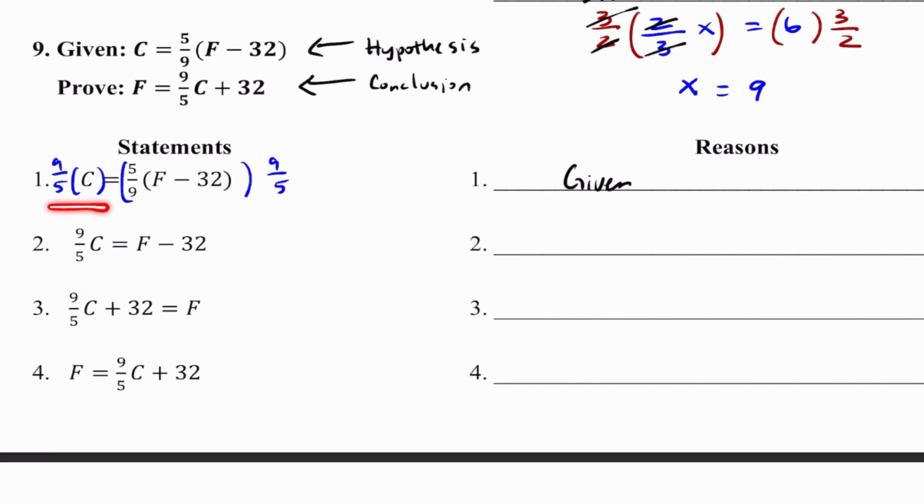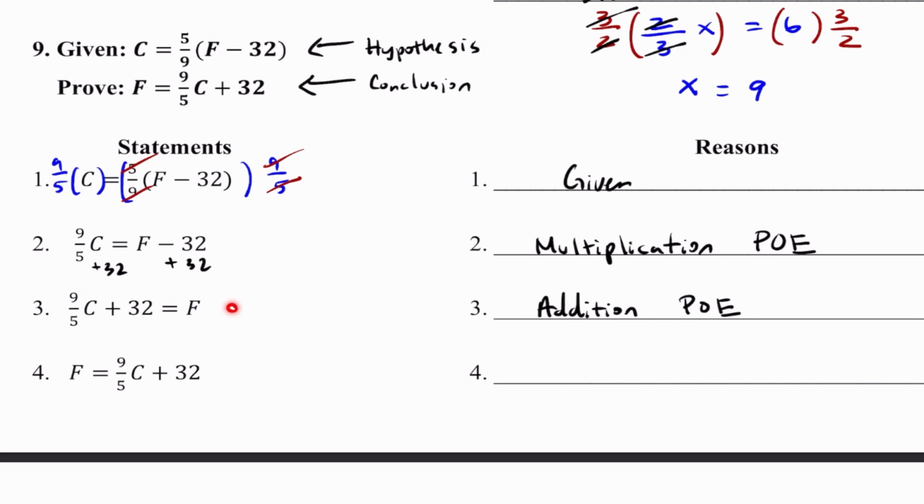I have 9 over 5 times c, which is 9 over 5c. And over here on the right side of the equation, the 5's cancel and the 9's cancel, so I'm left with f minus 32. I'm using the multiplication property of equality. So from statement 2 to 3, I gotta add both sides by 32 here. So me adding both sides by 32 is me using the addition property of equality.